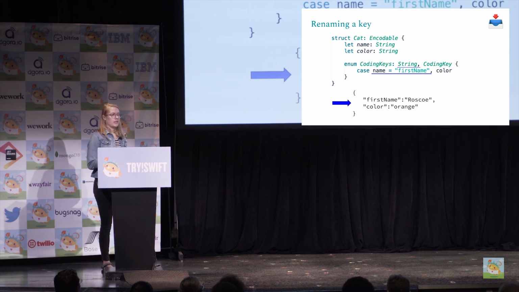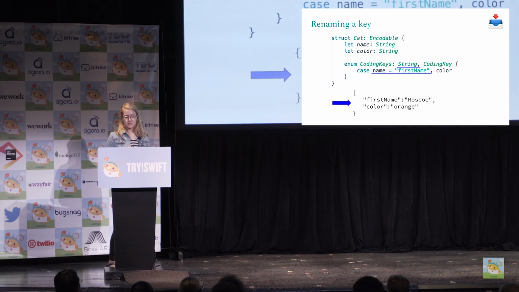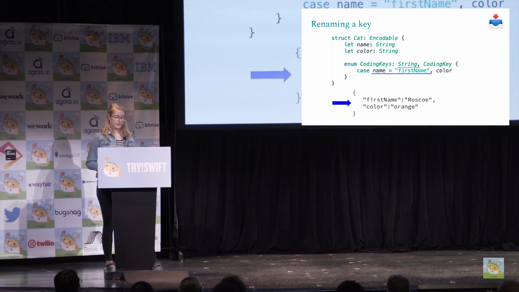You can also use coding keys to do something like omit a key. So for example, if I just left out the color case in the enum, the color wouldn't get encoded at all.